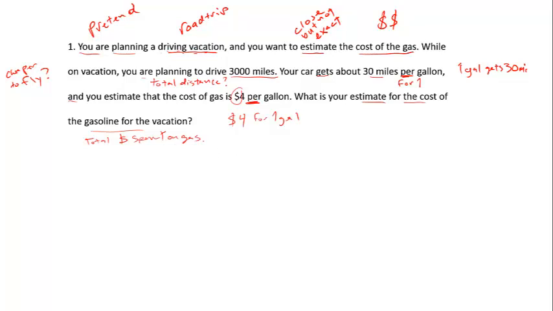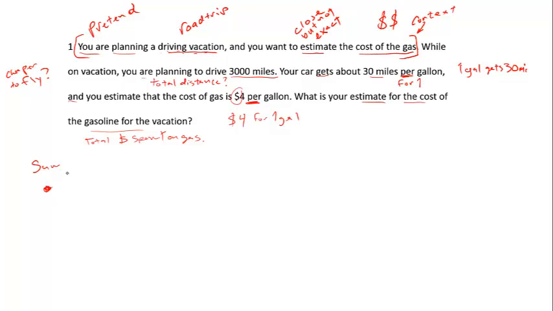Okay, so now if I were to summarize what I just read, I might skim through this again. You are planning a driving vacation. You want to estimate the cost of gas. That sentence is just giving context. This is just sort of background. Right? That's sort of like a context sentence. And while on vacation, oh yes, so here's an important number. While on vacation, you're planning to drive 3,000 miles.